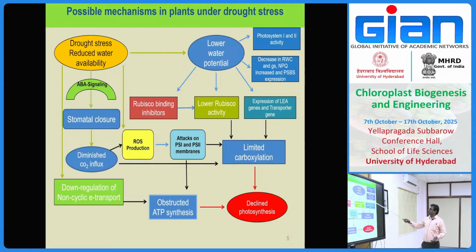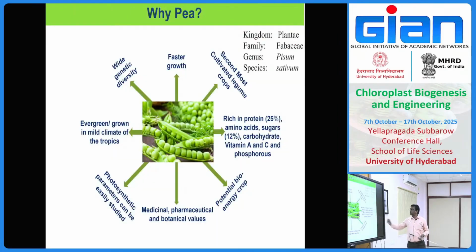You can also see photosystem 1 and photosystem 2 decrease, and a decrease in water use efficiency. There is non-photochemical quenching, and some proteins will be overexpressed, such as PsbS, again a stress-related protein, which is expressed to protect the plant. This is a protective system. There are also stress-regulating proteins or genes; the expression of LEA genes and transporter genes is induced to protect the plants. Ultimately, photosynthesis will be reduced.